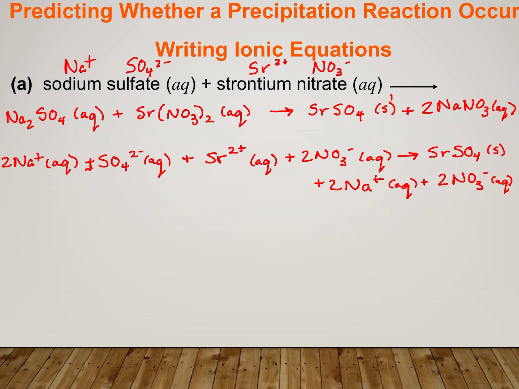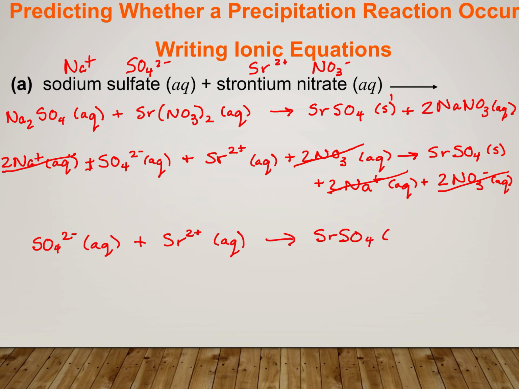We have broken apart anything that is aqueous. So now when we write our net ionic equation, we need to eliminate our spectator ions. Our spectator ions are going to be sodium and nitrate, because those are the ones that show up the same on both sides of the reaction. So then we can write our net ionic equation, which is our sulfate reacts with our strontium and forms strontium sulfate. All right, so that's the molecular, the total ionic, and the net ionic equation for this reaction. Let's try the next one.